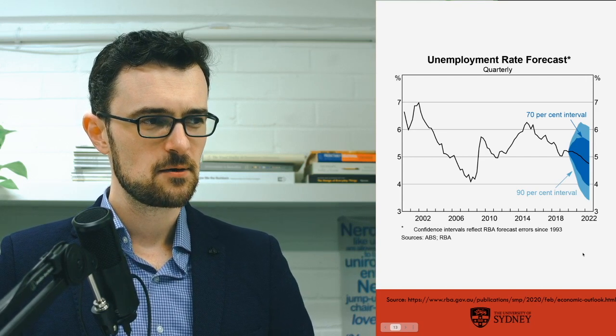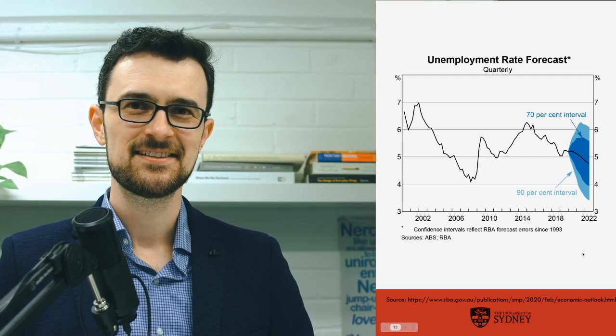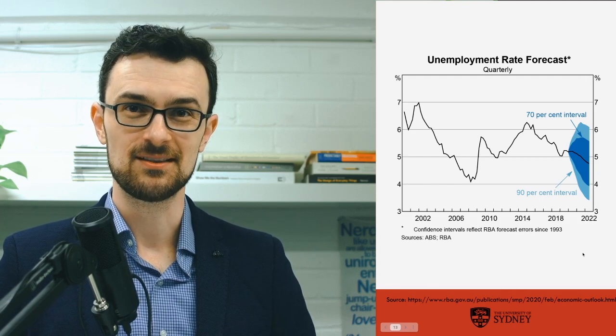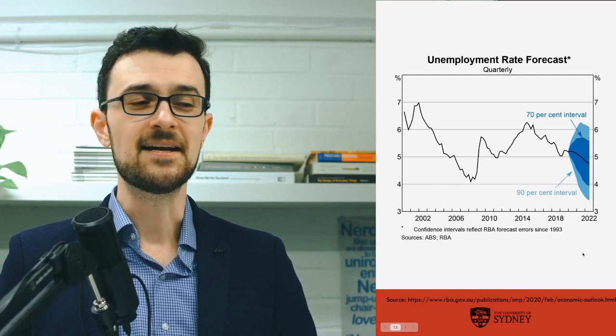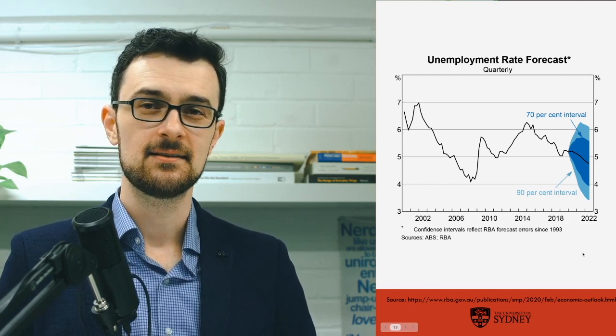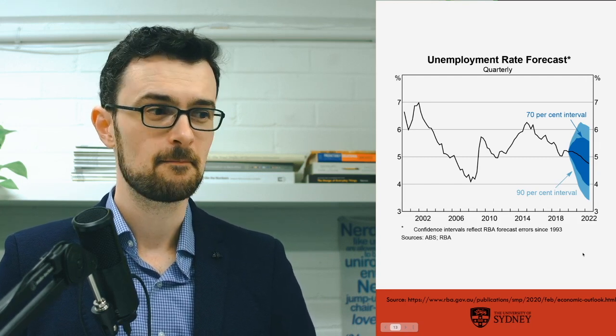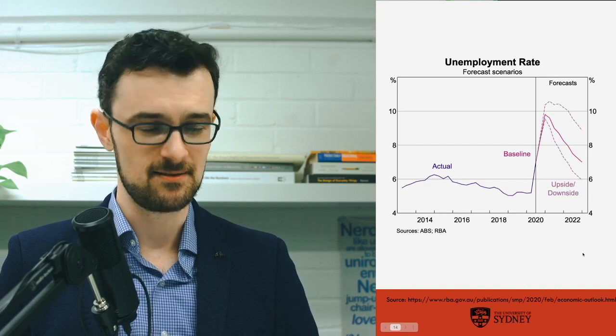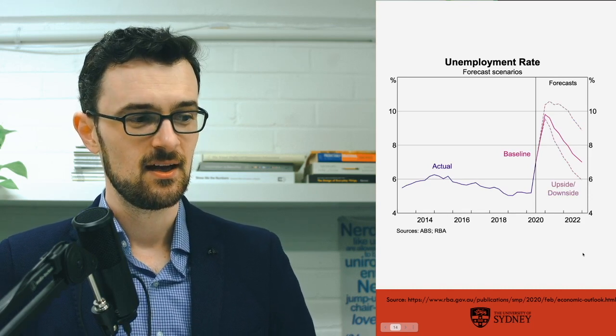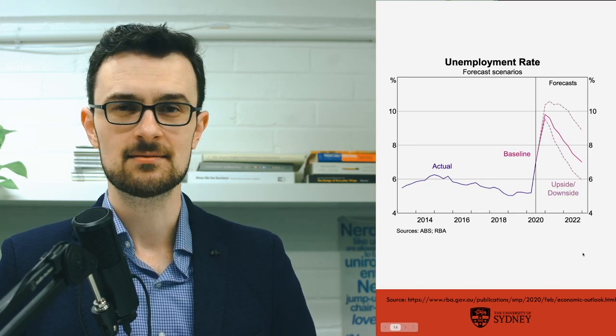But predictions are not always right. What did the RBA leave out of their model? Well, they left out an incredibly unlikely but devastating to the unemployment rate event. Because let's look at what actually happened. This is from the RBA's outlook 1 year later.